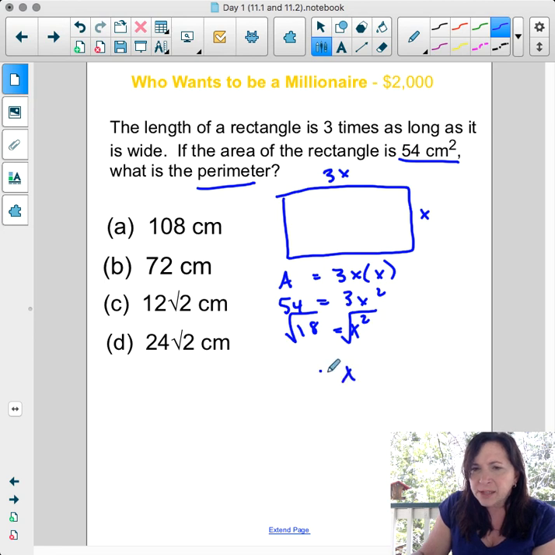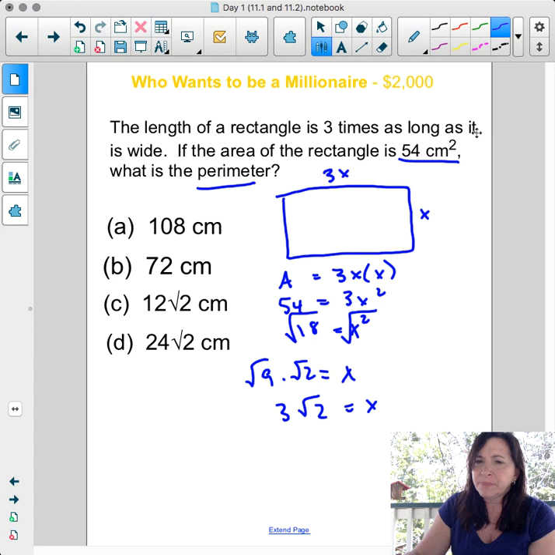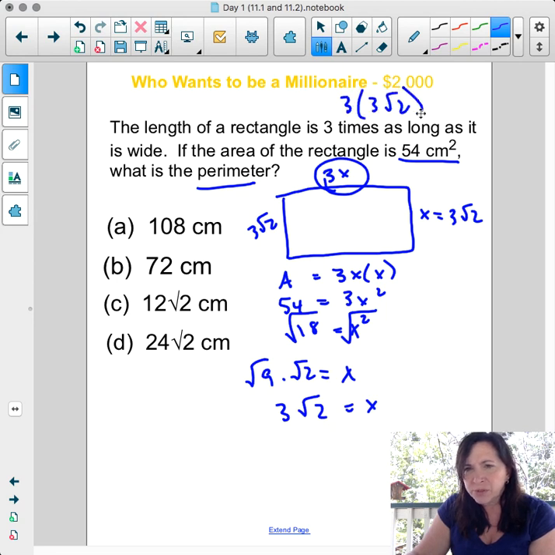And so the square root of x squared is x, and the square root of 18 is the square root of 9 times the square root of 2, which is 3 root 2. So that's x. So this side right here is equal to 3 root 2. This side here, and this also is 3 root 2. This side here is 3 times, so 3 times 3 root 2, which is going to be 9 root 2.